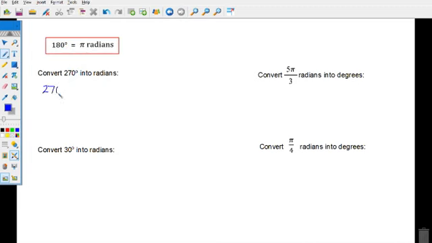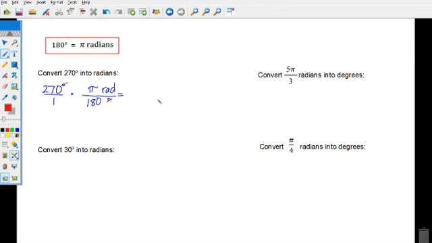If we start with 270 degrees, we want to get rid of the degrees and turn that into radians. Since my degrees are in the numerator, we need to put degrees in the denominator and radians in the numerator so that I can cancel those out. Degrees divided by degrees is 1. And I know that I need pi radians and 180 degrees. So my degrees cancel out. And now I need to simplify this.